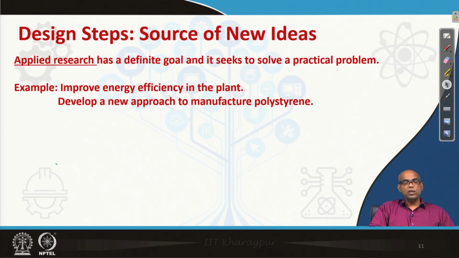So, companies will spend more on applied research compared to basic research. For example, improve energy efficiency in the plant, develop a new approach to manufacture a product, for example, say polystyrene. So, these are typical examples of applied research which are mostly carried out in large chemical engineering companies.